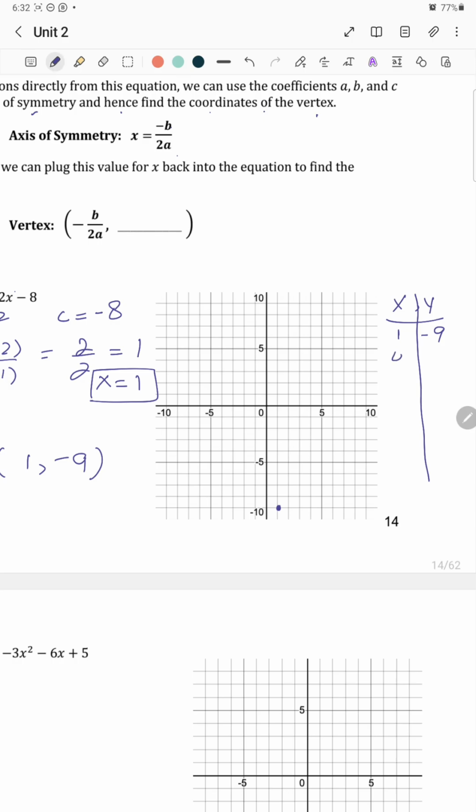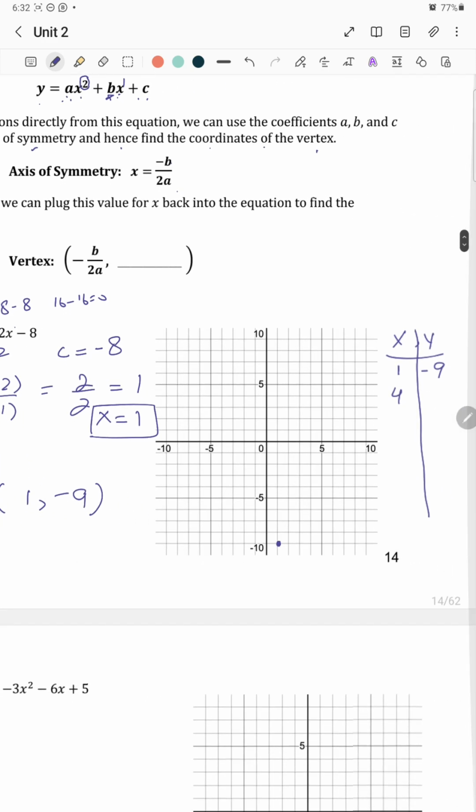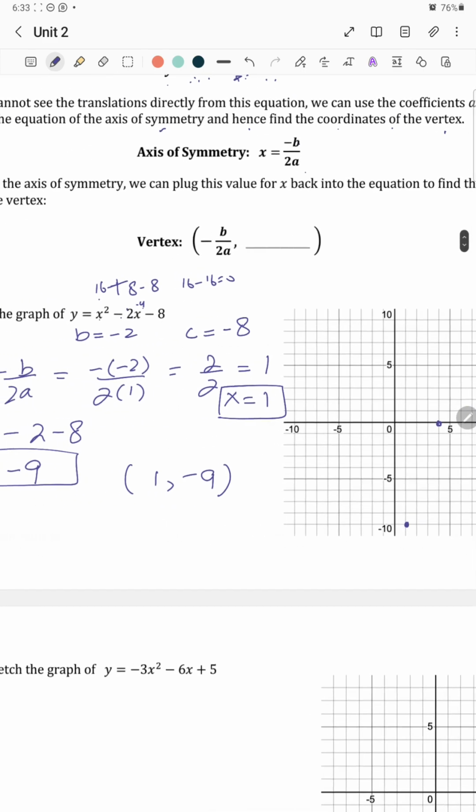Okay, and let's say x is 4, so it would be 4 square is 16, minus 4 times 2 is 8, minus 8, so it would be 16 minus 16, 0. X is 4, y is 0. If x is negative 4, negative 4 square is 16, minus 2, minus 4 plus 8, so it would be 16.